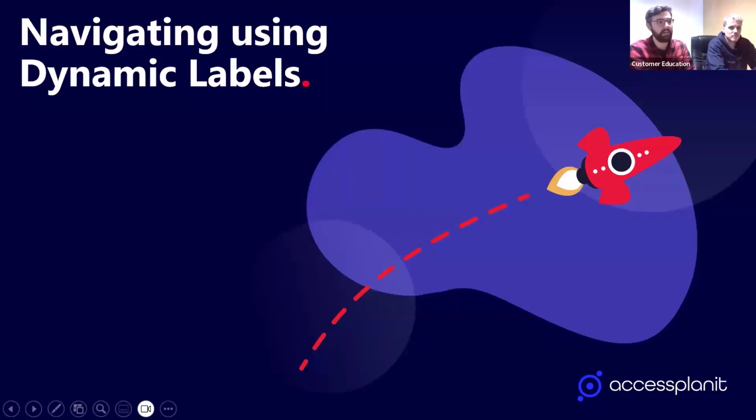So we're going to start with how you can navigate around your platform using dynamic labels. Now, these labels are essentially text that you can use to jump to another area of your platform quickly. They can be a huge time saver by jumping you to a related page where you don't even need to search and look up the page first.